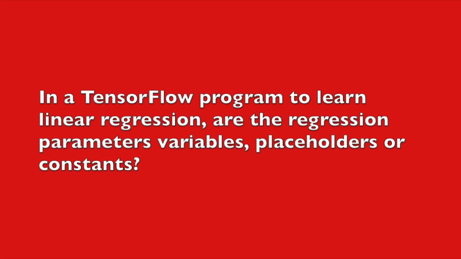Here is a question that I'd like you to think about as we go through the contents of this video. Let's say we have a TensorFlow program which is seeking to learn linear regression, i.e., this is a TensorFlow implementation of linear regression. Are the regression parameters going to be variables, placeholders, or constants? This is in terms of entities in the TensorFlow computation graph. Will the regression parameters, that's the slope and the intercept, will they be variables, placeholders, or constants?